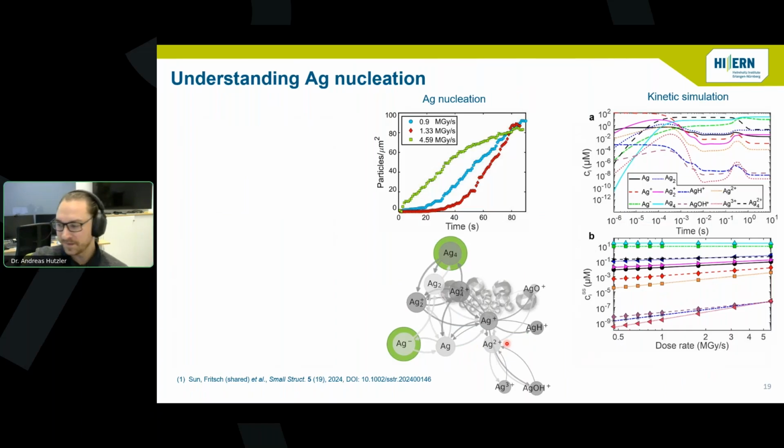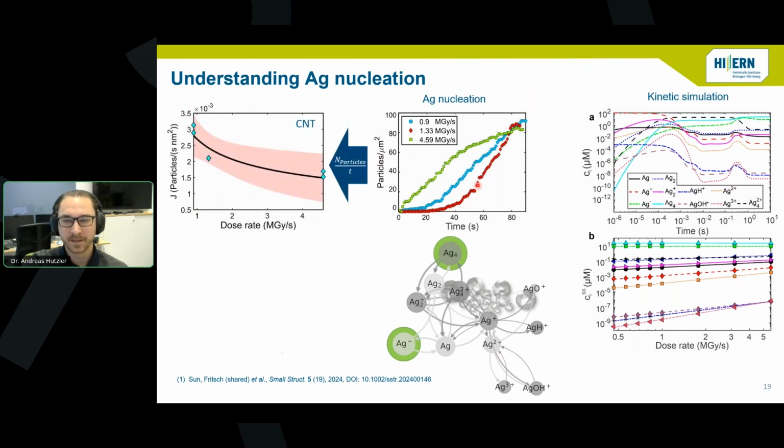For the silver nucleation case, this was a bit more complicated. And what we did here is we looked at the number of particles over time for the 3 different dose rates. And first had the idea, okay, let's try the classical nucleation theory model. And it actually gave a good fit. However, when looking at the fit parameters that were used here, it turned out that this is a very unphysical result because we had critical radii of the order of below 1 nanometer.